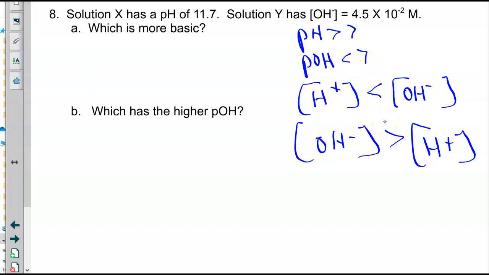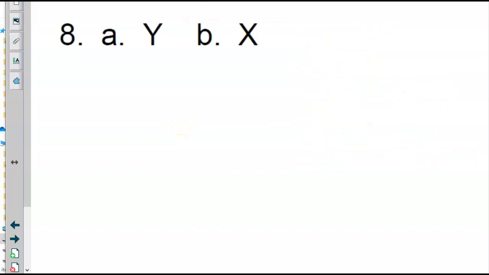And therefore, you could use either one of the circumstances to show which solution has a higher pOH. So you're going to use this information here in blue and the given values here and here to answer this question. This is what you should get with proof. You can't just tell me Y and X without any work. I will not give you credit for that. You have to show the work and justify your answers based on the values you get.